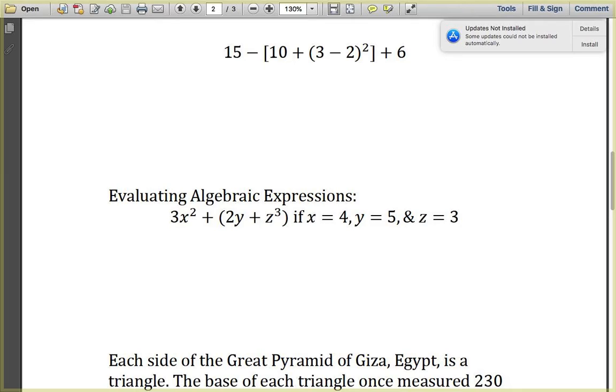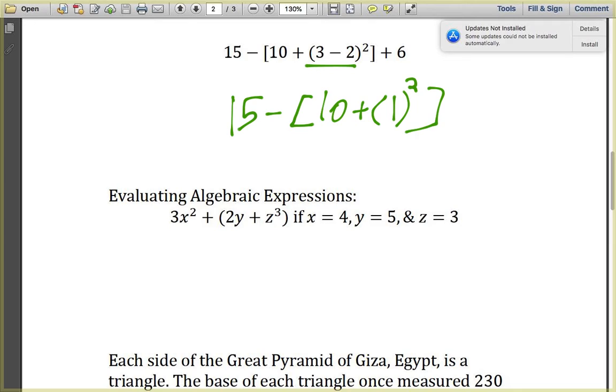So we look for parentheses. The brackets would be my first parentheses. And then inside of that, I have to look for parentheses again. So I do have a parenthesis inside of a parenthesis. So the first thing I'm going to work on is the 3 minus 2. And there's no multiplication or more parentheses in there. So all I'm going to do is that subtraction. So I have the 15 minus, go ahead and leave that, plus 3 minus 2 is 1, right?